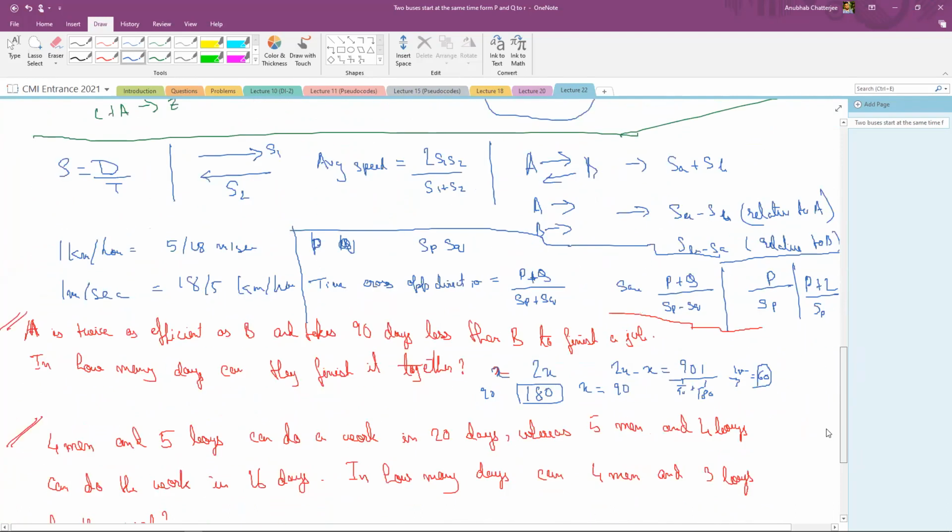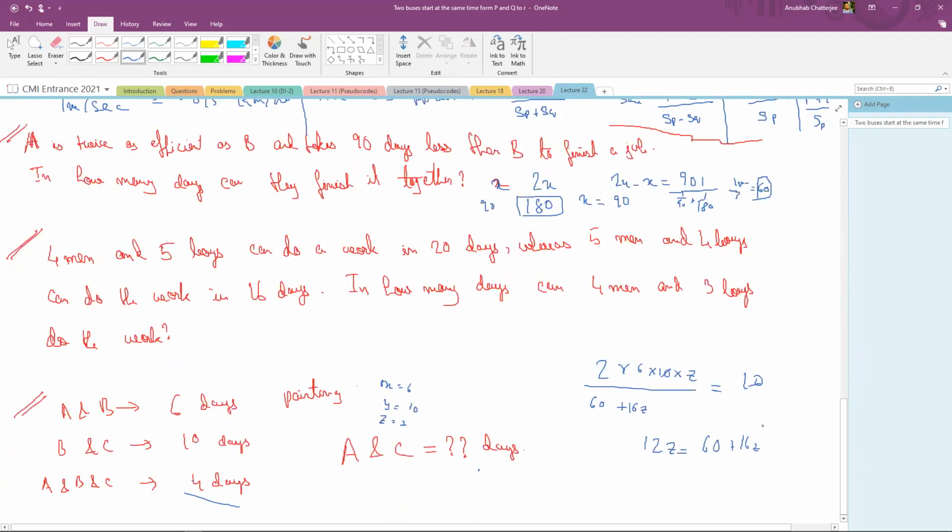Sir, that should be 4, not 10, on the right hand side. Sorry. So on the right hand side, it should be 4, right? A, B, and C can do it. Sorry, my bad. So this becomes 3 times 10, 30. So this becomes 120Z equals 240 plus 64Z.